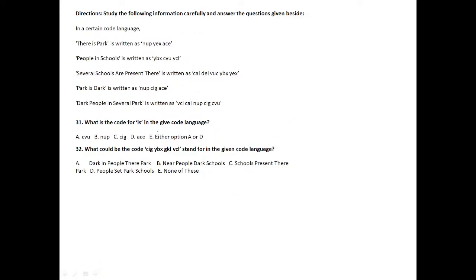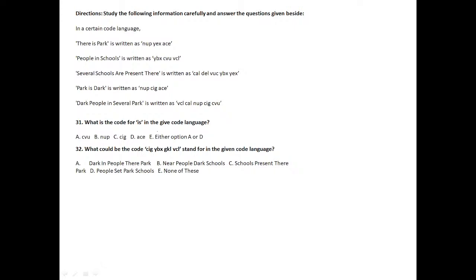See, here is the Chinese coding. Not very easy, but yes, 5 statements are there. You have to take the common part and try to find out the code of the respective words given here in this question. Okay, and then we will move to the solution part.